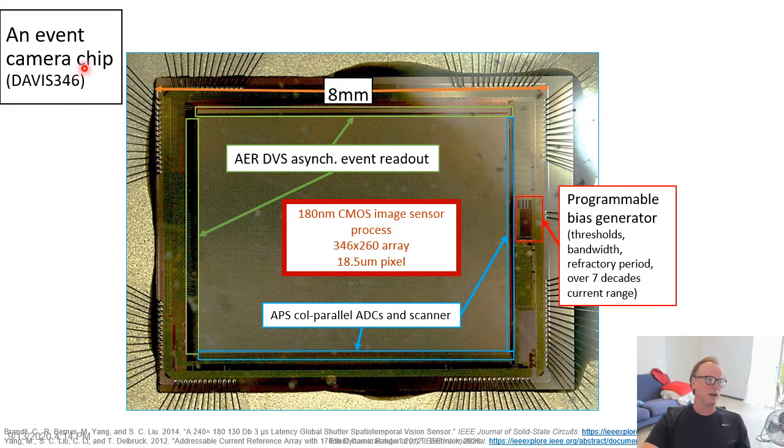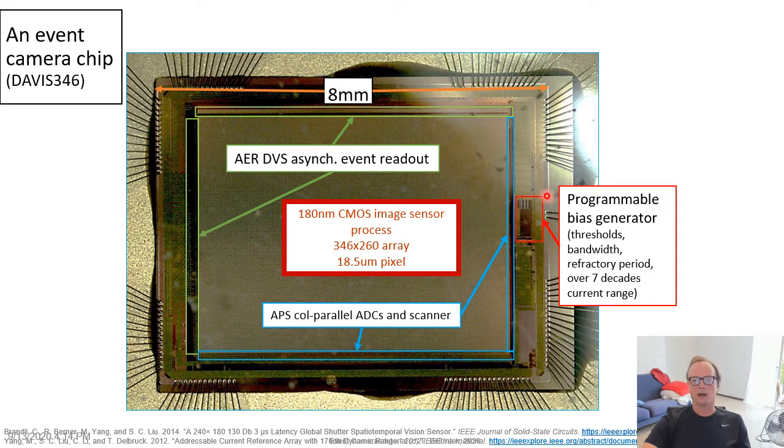If you look at one of these event camera chips, and here's an example of a Davis 346, typically it has the pixel array here. This is a 180 nanometer CMOS image sensor process technology with a 346 by 260 pixel array, where every pixel is 18.5 microns. And if you look at this pixel array, it's then surrounded by the address event representation DVS asynchronous event readout circuits on these two edges. I'll say more about these later, but these are basically arbiters that read out the asynchronous events from the pixel array.